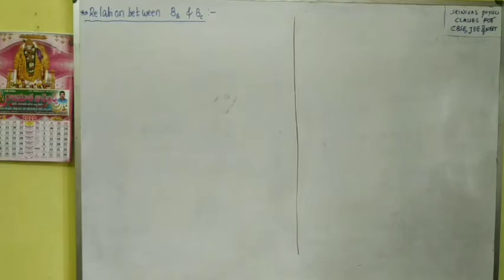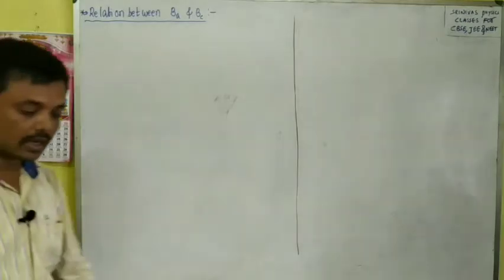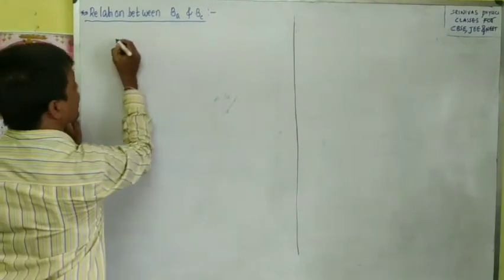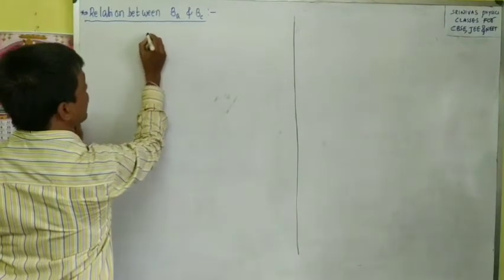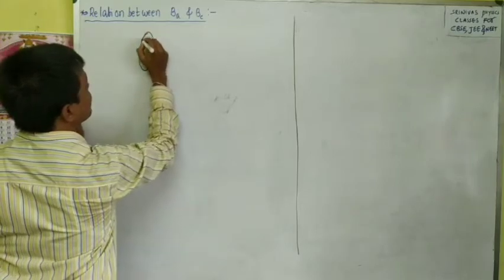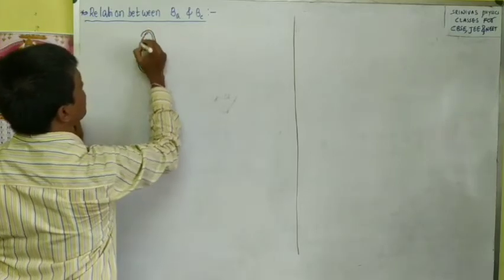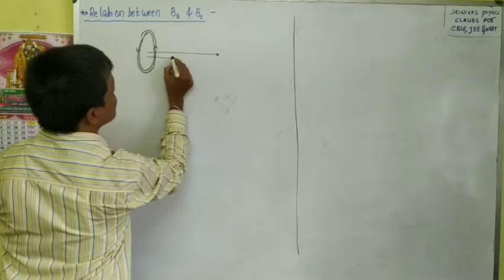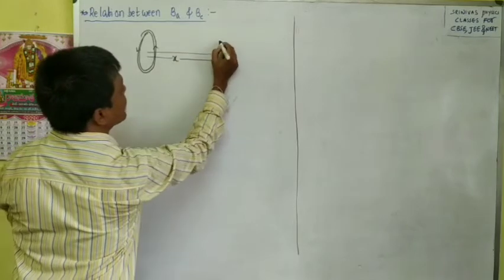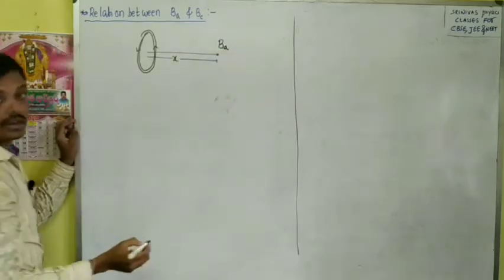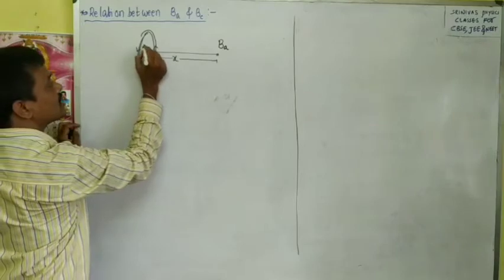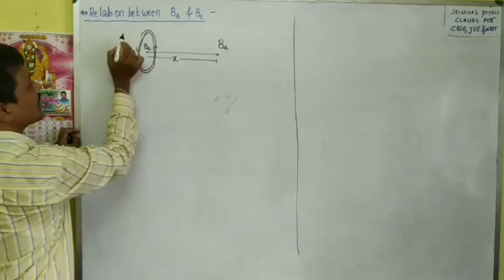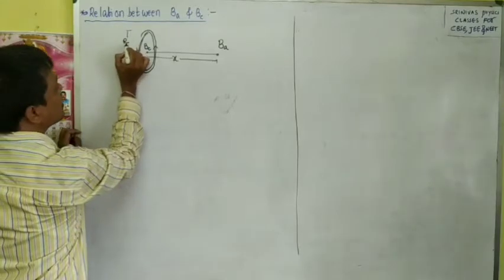Now let us see how we can derive the relation between BA and BC. BA is the magnetic induction on the axis and BC is the magnetic induction at the center of the current carrying coil. This is the coil. It carries some current, and at a distance x the magnetic induction is B suffix A, and at the center the magnetic induction is B suffix C. I want the relation between the magnetic induction at the center and on the axis.